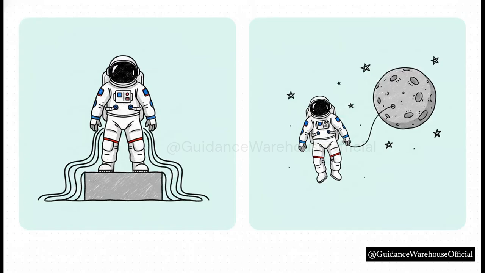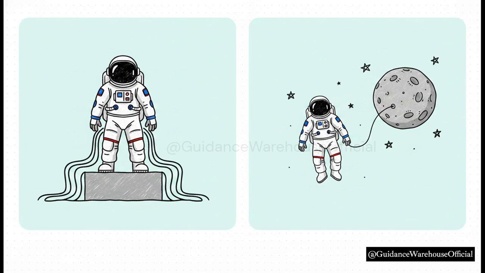Okay, we really need to clear something up here, because people mix these terms up all the time in everyday life, but to a chemist, mass and weight are very different things. Mass is the actual amount of matter in an object. It's a constant. Weight, on the other hand, is the force that gravity exerts on that object.